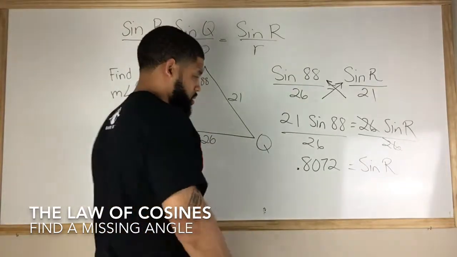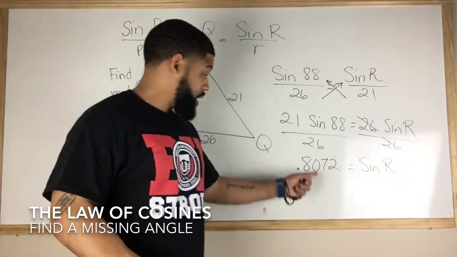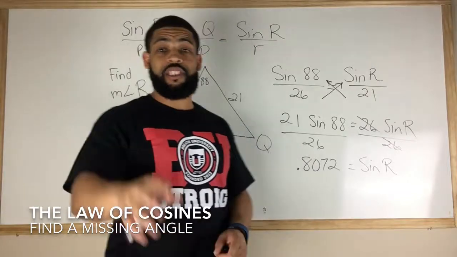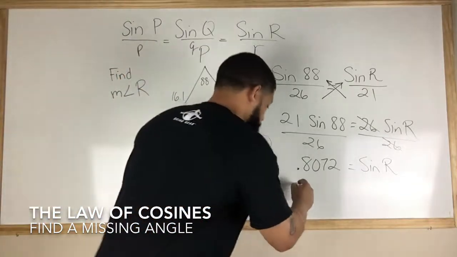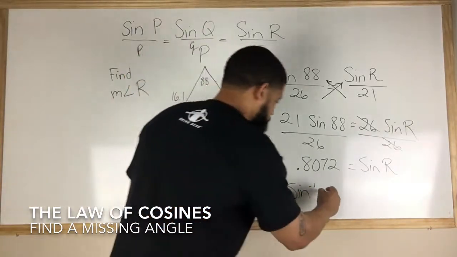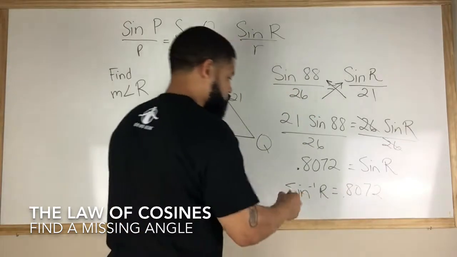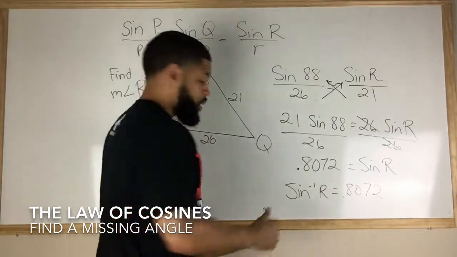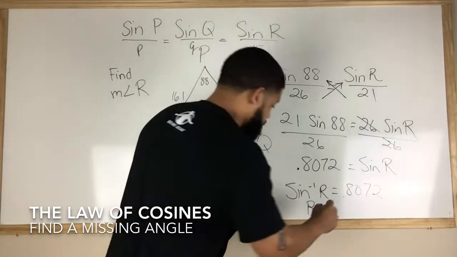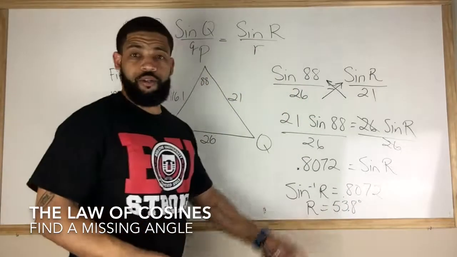8,072 10,000ths, okay? So then what we have to do now is use the sine inverse, because this is the sine of R. We want to find the measure of angle R, so we have to use the sine inverse in our calculator. And it looks like this. I'm going to put this part on this side. So sine to the -1 power of R equals 0.8072. And so when we put this into the calculator, we're going to get that R is equal to 53.8 degrees. Now that's to the nearest tenth, okay?